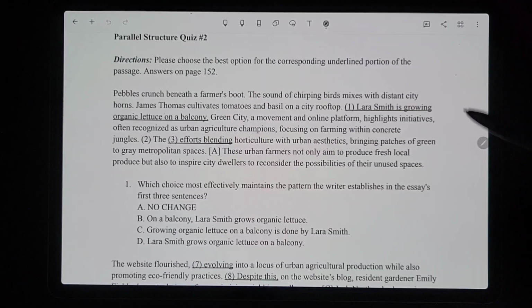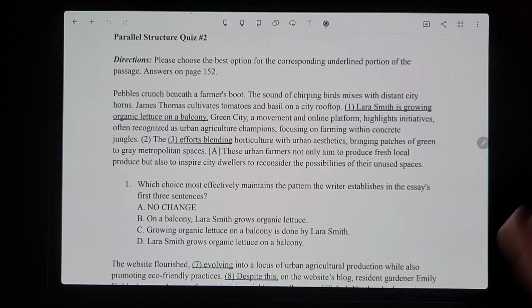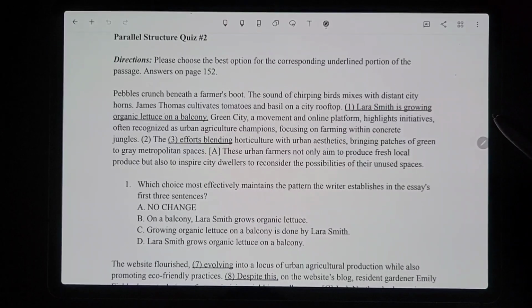Okay, so now let's do parallel structure quiz number 2. Again, attempt this on your own first if you have these materials, and then I would suggest attempting corrections on your own before coming back to this video for explanations if needed for the best results.